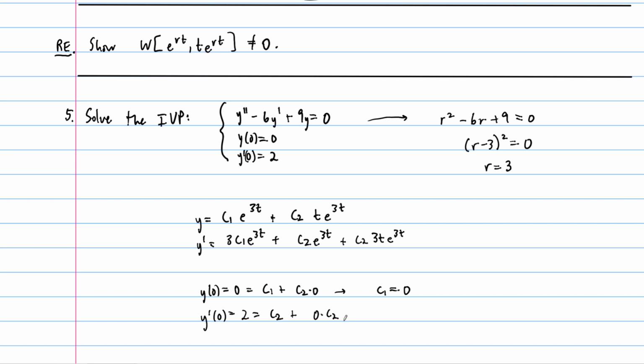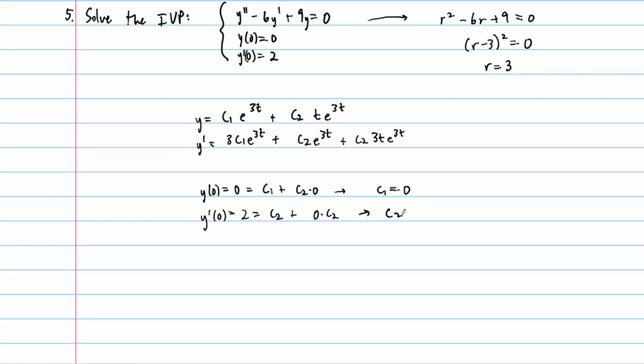So this tells us then c2 is equal to 2, and this one is a little more straightforward than our previous one, right? So our general solution is just y of t is equal to 2t e to the 3t. That's the solution to this initial value problem.